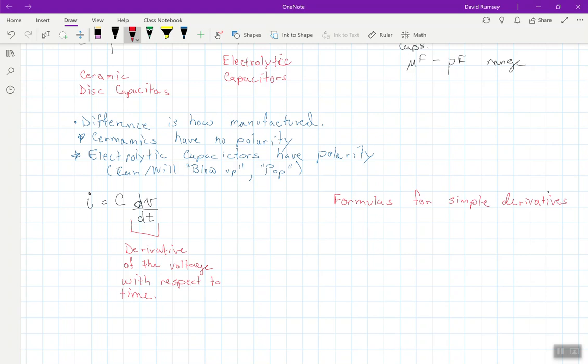And I'm just going to give these here. I'll go ahead and say, for instance, if this was the voltage, this is the derivative of the voltage with respect to time. e to the kt. So k is just a number, t is time, representing, okay, I've got some time elapsing. The derivative of this is simply k e to the kt. So it's actually a really simple formula.